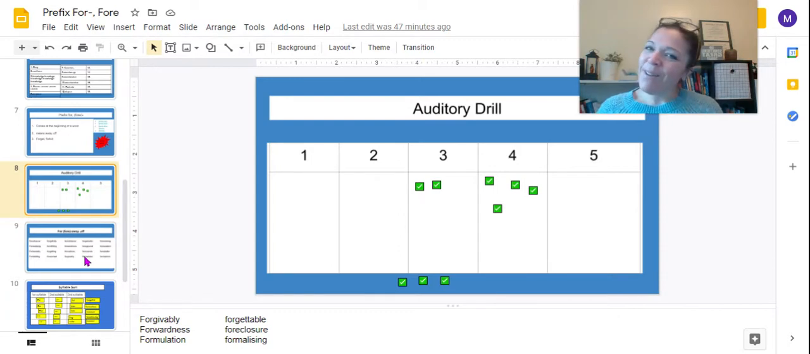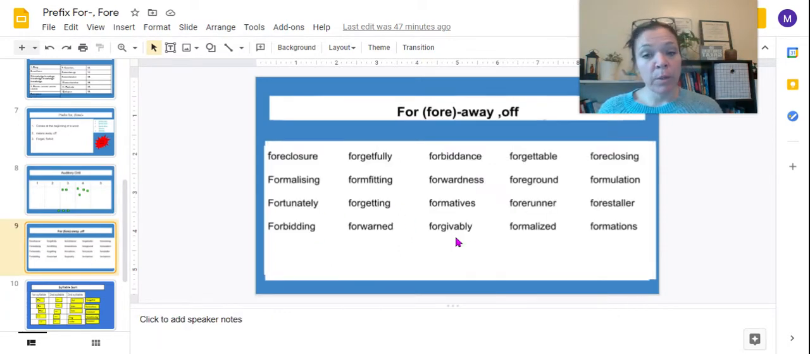The second part of the new material is reading these words in a list. And like I described before, the list is controlled, so it's only these words that have "for" in them. They're written so you read straight down, for practice and automaticity and for decoding.